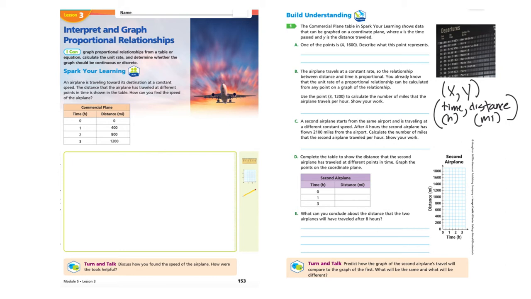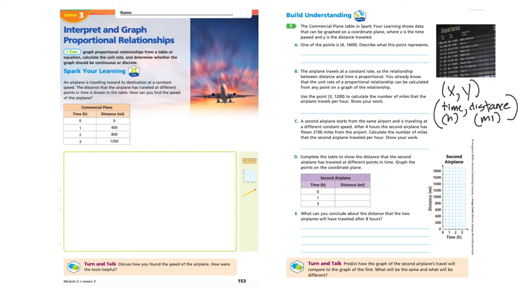D, complete the table to show the distance that the second airplane has traveled at different points in time. Graph the points on the coordinate plane. So for D, you're using this information for the second plane, and you'll fill in this table and mark it on this coordinate plane.